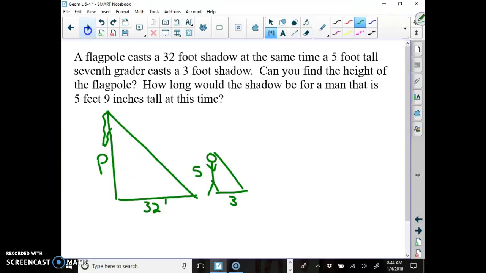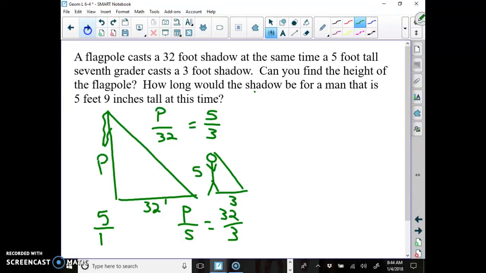Okay. Now we can turn it around too and go beyond this and do the next one, but let's try to find the flagpole. So how are you going to set this up? I would do pole over 32, 5 over 3, but you could have also done the pole over 5, 32 over 3. You could have done the reciprocals, 5 over the pole, 3 over the 32. It's just entirely up to you, many different ways. You can cross multiply and solve. Ask me if you are confused about that.